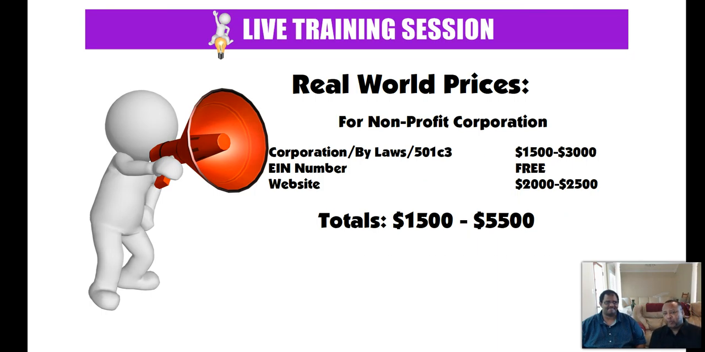Now let's look at the real world prices for a nonprofit corporation. For a corporation, bylaws, and 501c3, $1,500 to $3,000 just for that, EIN number free. And that doesn't include their fees. A website again for anywhere from $2,000 to $2,500 plus. So you look at real world prices for these things that we're telling you about, $1,500 to $5,500. You can research it for yourself. Don't take our word for it. Search the internet. You'll see that we are pretty much being very, very liberal.